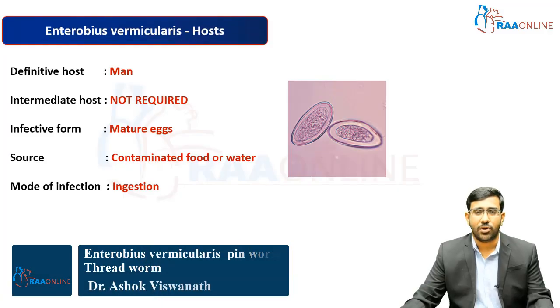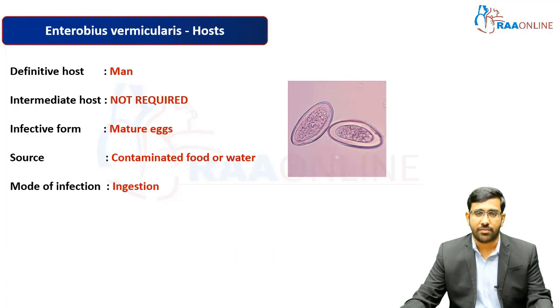Whenever we are going to talk about a particular parasite, we must know how to classify it as protozoal or helminth. Whenever we study a parasite, we have a classification called protozoology and helminthology. Under protozoology, we have various organisms like Entamoeba, Giardia, the malarial parasite, and the coccidian parasite.